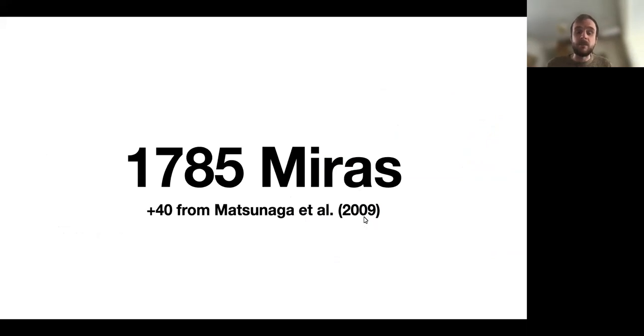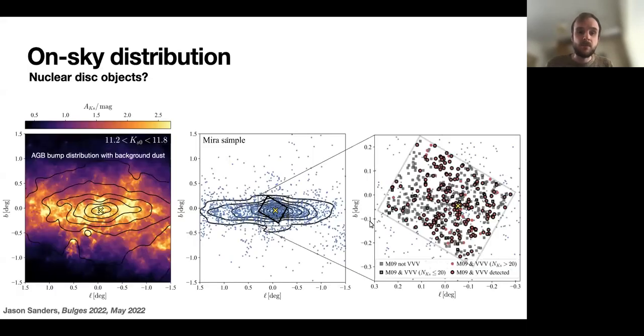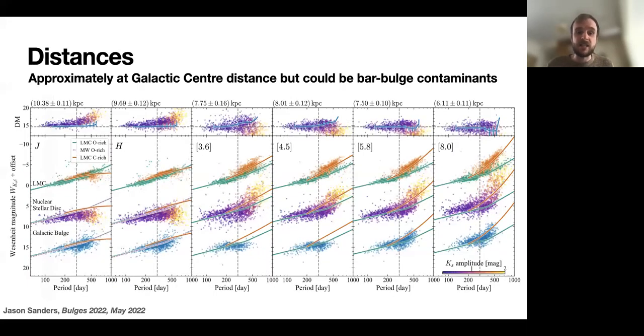So we select Miras in that box, remove some likely young stellar object contaminants, and this leaves us with about 1,800 Mira variables, which all have proper motion data. So are these nuclear stellar disk objects? Well, if we plot their distribution on the sky, you can see it's highly flattened, and this agrees nicely with the distribution of the AGB bump stars, as you can see by the black contours on the left. Their distances are also fairly consistent with galactic center location, although they could be bar bulge contaminants.